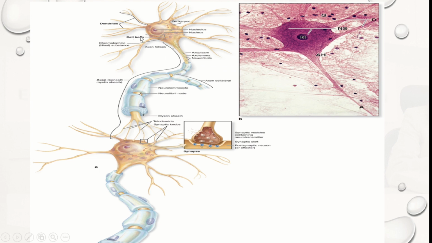They have dendrites, they have the cell body, which is the perikaryon, and the cell body has the nucleus and the nucleolus. Then you have the axon hillock, the axoplasm, the axonema, neurofibrils, and together this is the axon beneath the myelin sheath. This is the myelin sheath we are talking about. And this part exactly, if you get this part, that's where the synapse is. Okay, so I think we can make progress.